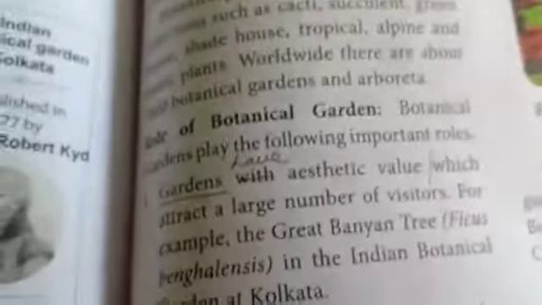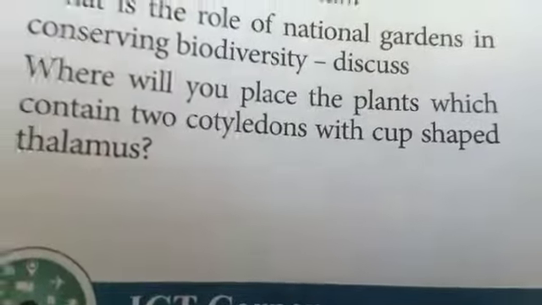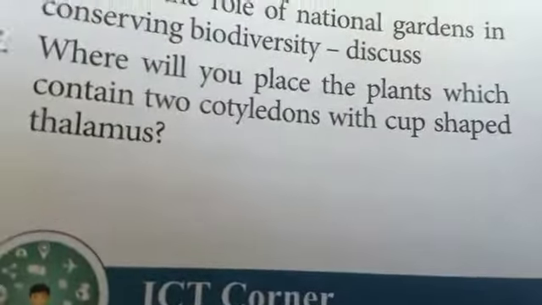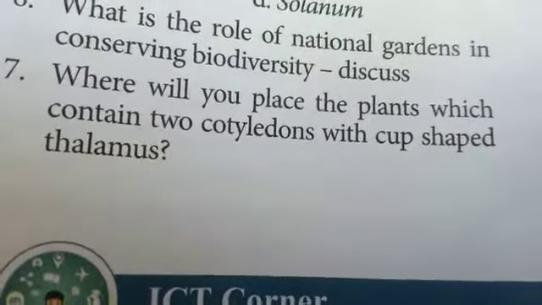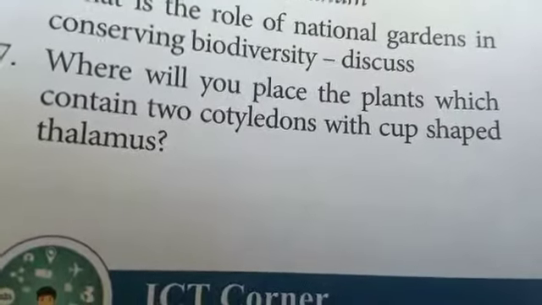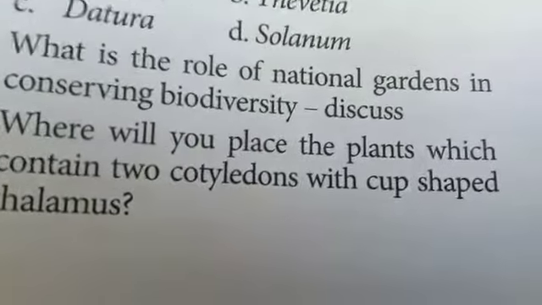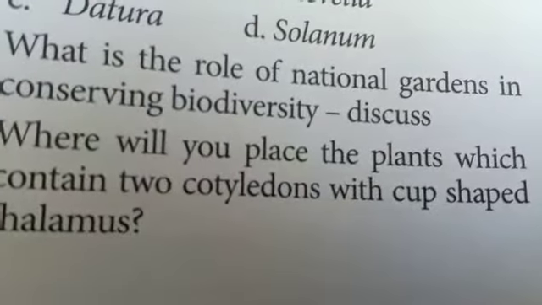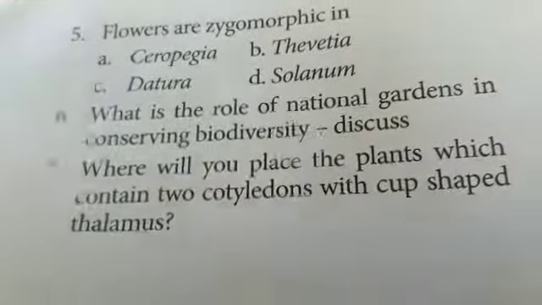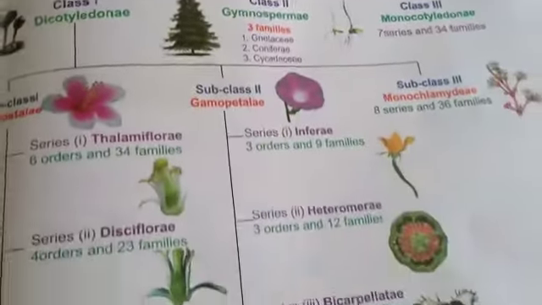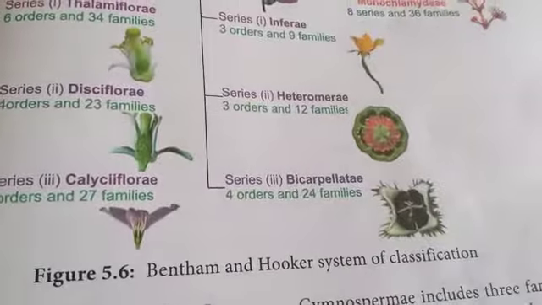Okay, fine. Let's move to the next question. Question number 7. Where will you place the plants which contain 2 cotyledons with cup-shaped thalamus? Okay, this is regarding the classification. We are going to discuss the plants with 2 cotyledons. Fine, children. Let's move to the Bentham and Hooker system of classification. We have studied about it. So, this is the Bentham and Hooker system of classification.